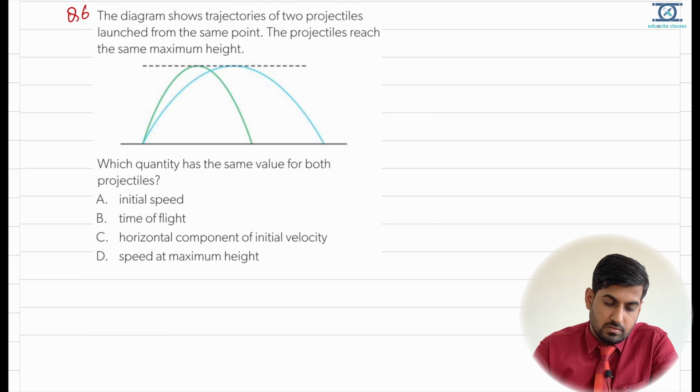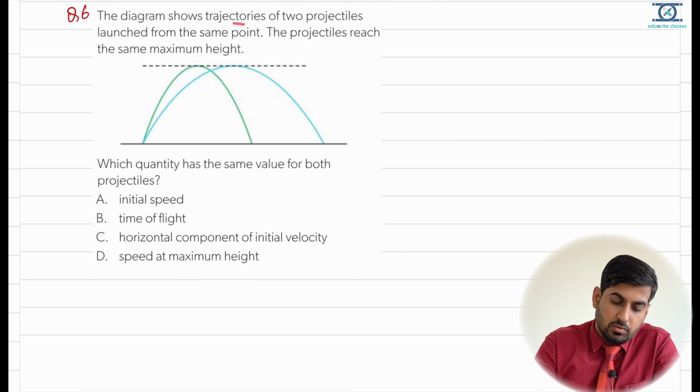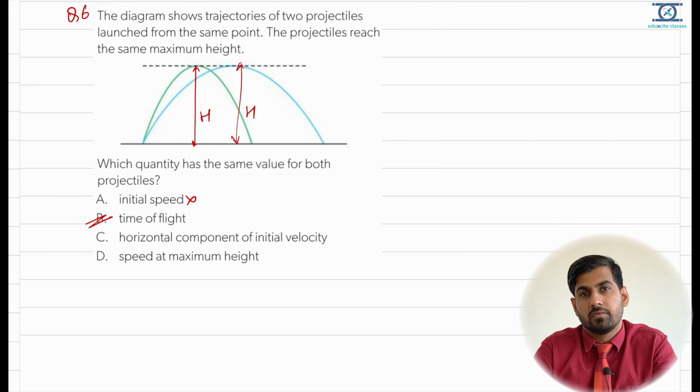Now pause the video for question number 6 and solve. So these are the two trajectories of two projectiles launched from the same point. The projectiles reach the same maximum height. Which quantity has the same value for both projectiles? Now, the initial speed cannot be the same. If they are reaching the same height, then the time of flight will be the same for both of them.